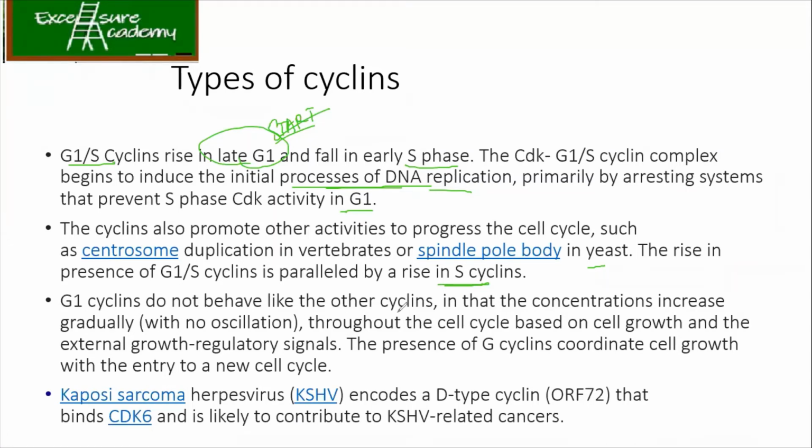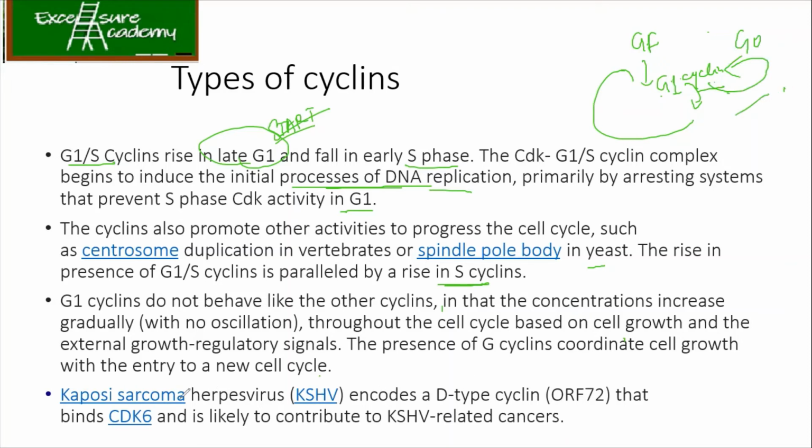G1 cyclins do not behave like other cyclins, in that the concentration increases gradually throughout the cell cycle based on the cell growth and the external growth regulatory factors. The presence of G1 cyclins coordinates cell growth with the entry into a new cell cycle. So what we are saying here is that if you have growth factor, then the G1 cyclin is there, entering into the cell cycle. Okay. If growth factor is not there, the G1 cyclins get that signal and the concentration of G1 cyclin is less. So it enters G0.